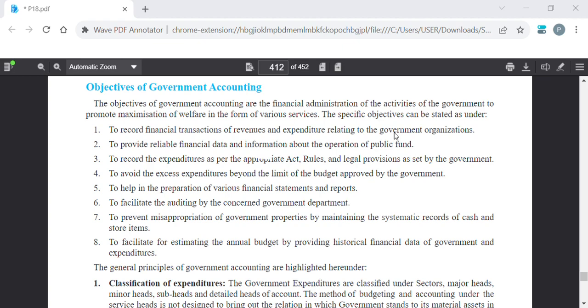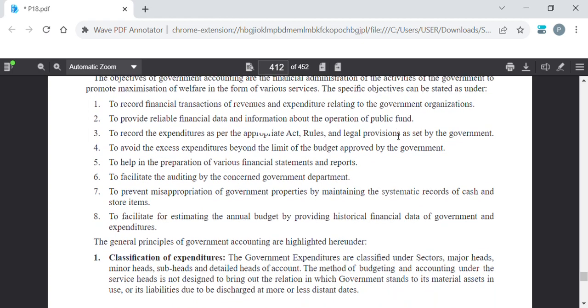So there are 8 points, and these 8 points I have tried to make in an easier version. For learning these 8 points: log, give, follow, check, help, ease, protect and support. So first you log, then you give, then you follow. Log, give, follow, check, help, ease, protect and support government finances.